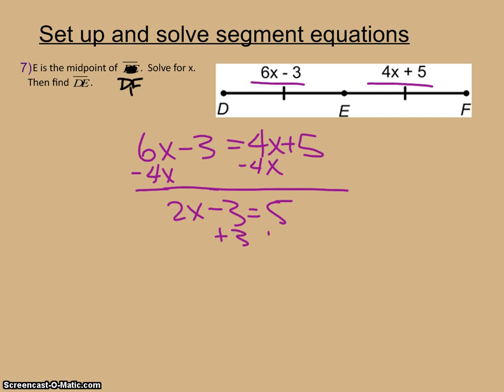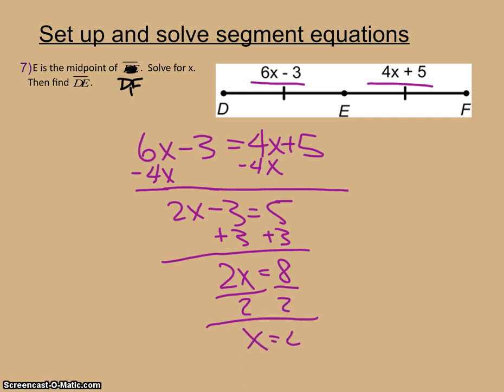Add 3 to both sides. And we get 2x equals 8. Divide by 2, x equals 4. One more time, we solved the first part up there, but we didn't solve the last part yet. So we need to go back and solve for DE. So we know from up here, DE equals 6x minus 3.